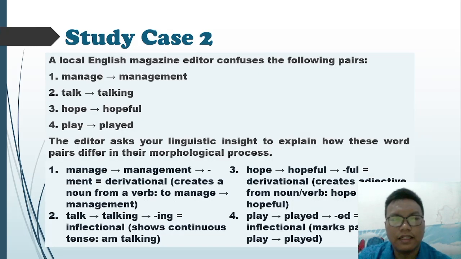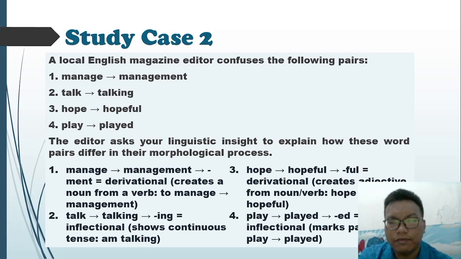Now in the second case study, a local English magazine editor is confused by the following pairs: manage to management, talk to talking, hope to hopeful, play to played. The editor asks for your linguistic insight to explain how these word pairs differ in their morphological function. So the first, manage to management, is a derivational change: it creates a noun from a verb. Talk to talking uses the suffix ing. It is inflectional and shows continuous tense.